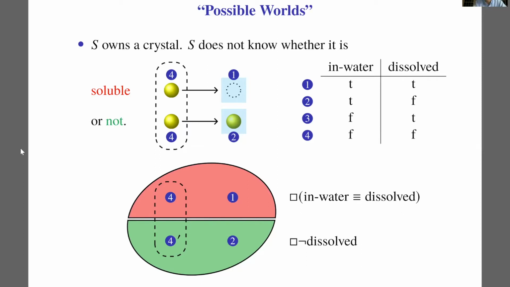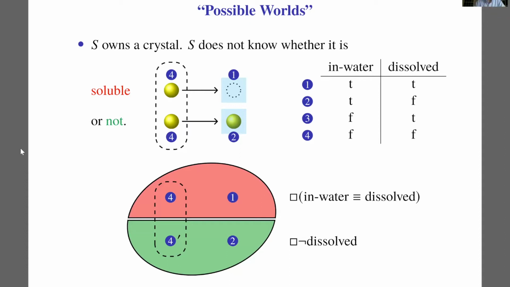the crystal is never dissolved anywhere in those two possible worlds within the partition. Therefore, it is necessarily false that the crystal is dissolved. So this is a long way of expressing this modal property of the crystal, of whether it is soluble or not.